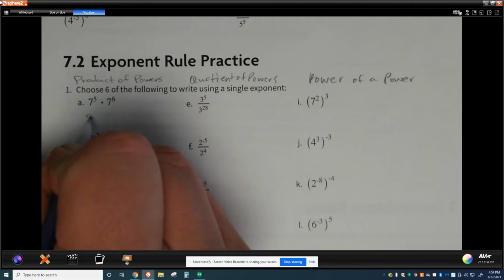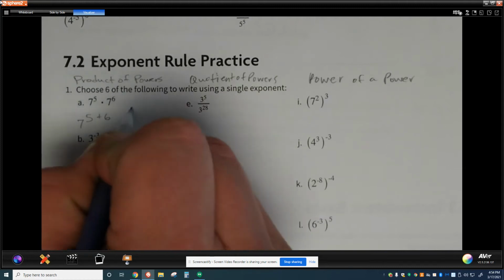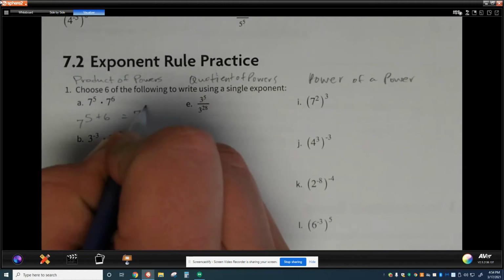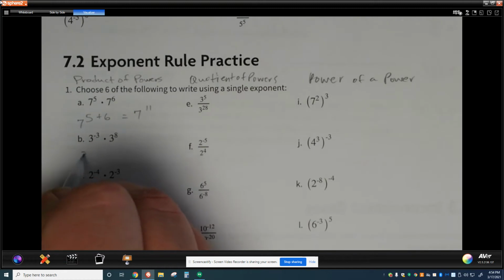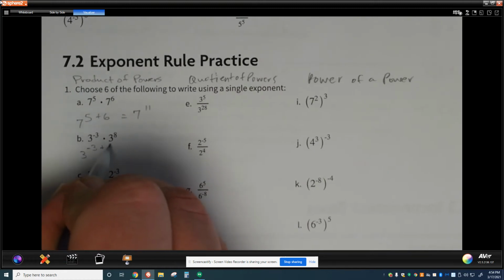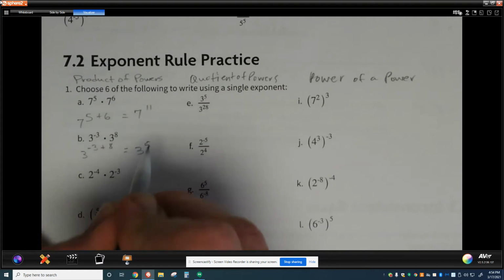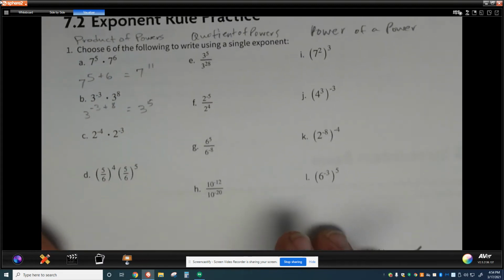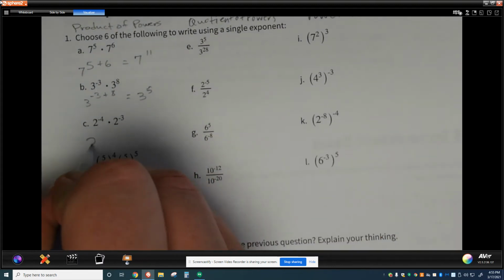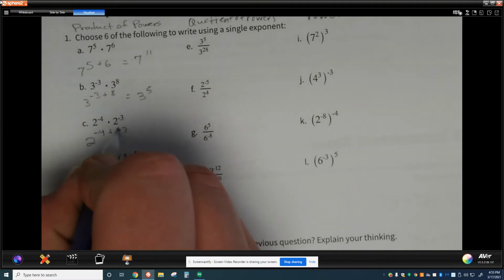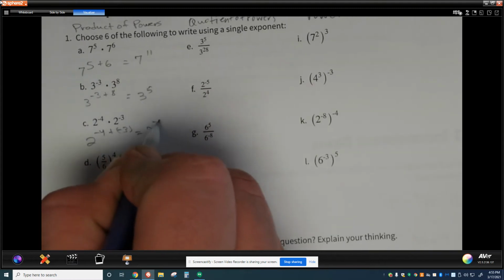So this would be 7 to the 5th plus the 6th, making this 7 to the 11th power. 3 to the -3rd plus the 8th would be 3 to the 5th power. And you see with those examples, we continue on. 2 to the -4th plus the -3rd would be 2 to the -7th.